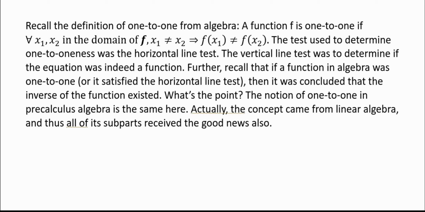So recall the definition of one-to-one from algebra. A function f is one-to-one if for all x sub 1 and x sub 2 in the domain of f, where x sub 1 and x sub 2 are different, so for all distinct values in the domain of f, that implies that the image values, the function values, are also distinct. If this happens, then we say that f is one-to-one. You recall that the test used to determine one-to-oneness was the horizontal line test. The vertical line test was to determine if the equation was indeed a function. Further, recall that if a function in algebra was one-to-one, or satisfied the horizontal line test, then you were able to conclude that the function had an inverse.